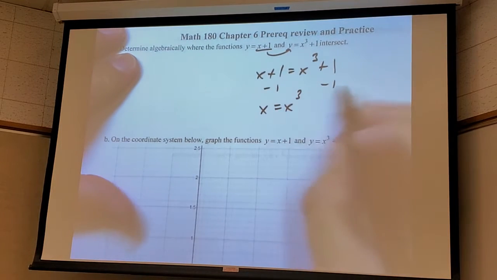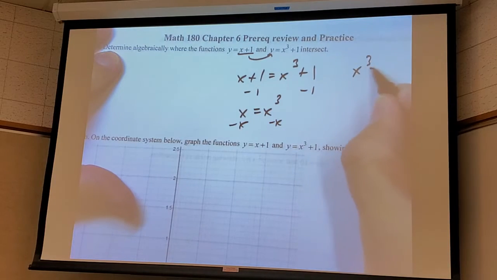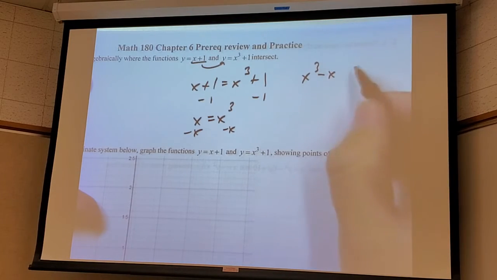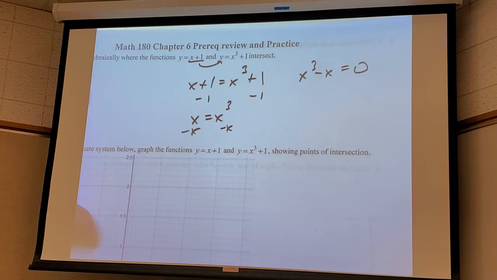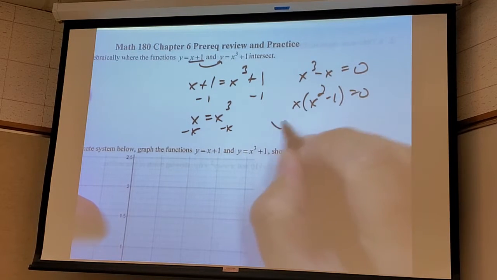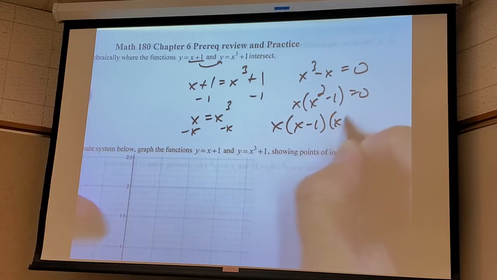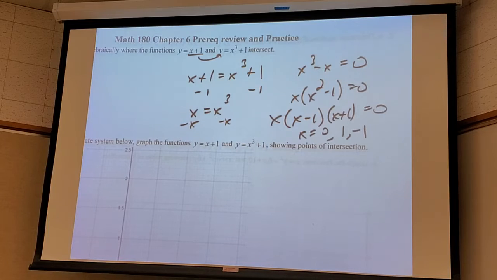So what I have to do is subtract x from that side. And then I just take x out. Then I can do this. So we get 0, 1, negative 1. So there are the 3 places that they intersect.